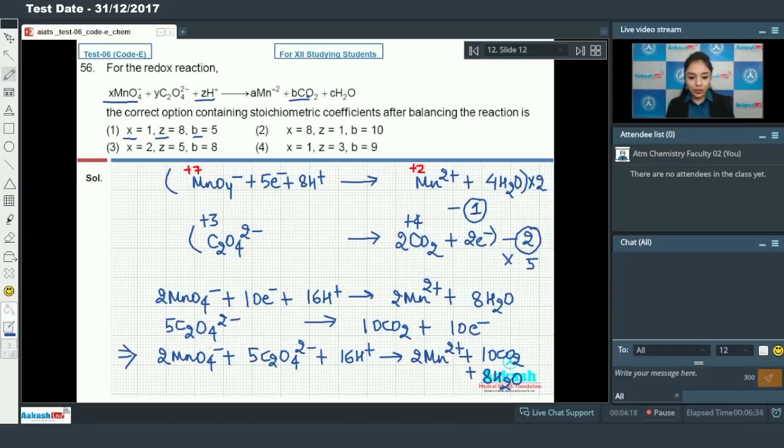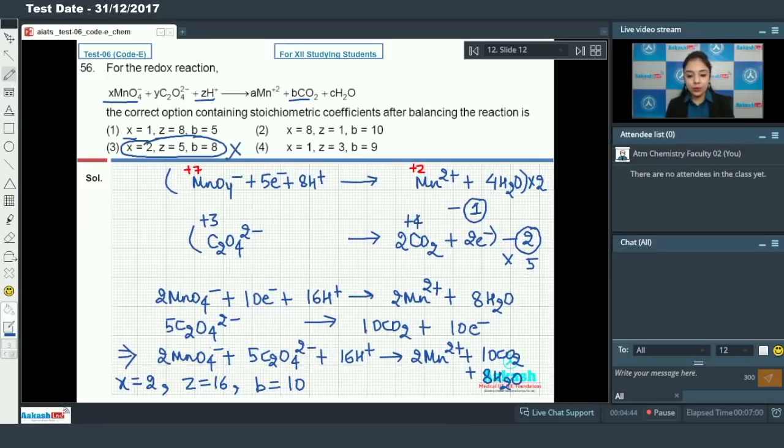So if I see this equation, the value of X is equal to 2, and Z is equal to 16 and B is equal to 10. So if I see in the options where X is equal to 2, we have been given Z equal to 5 and B equal to 8. So this is an incorrect option.